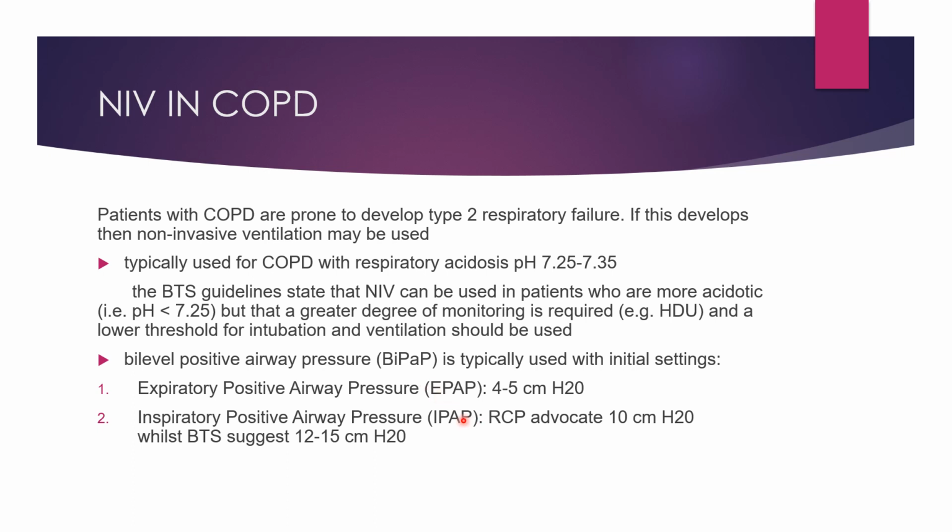The expiratory positive airway pressure should be set at 4 to 5 centimeters of H2O, whereas for the inspiratory positive airway pressure, the RCP advocates that 10 centimeters of H2O should be set, while the BTS suggests 12 to 15 centimeters of water. These are the pressures that need to be set when you are giving BiPAP to a COPD patient. This has been asked in an MCQ previously: what settings would you advise for a patient with COPD.